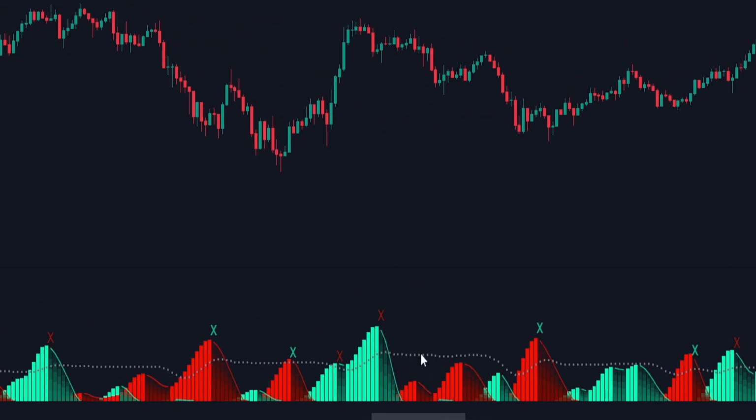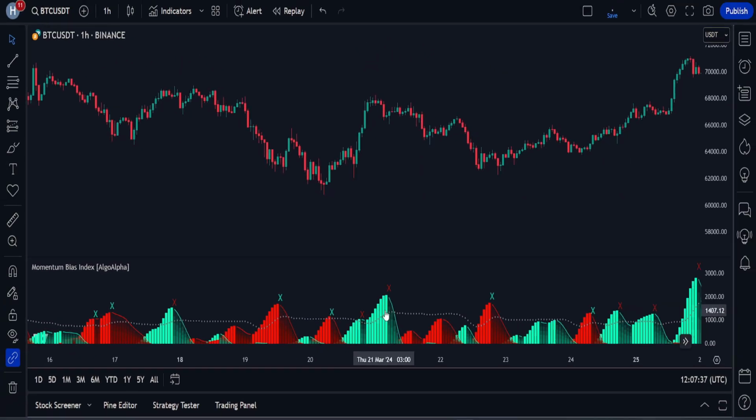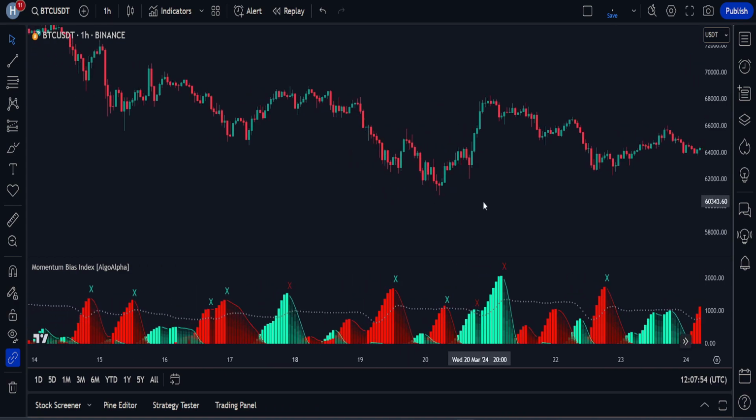Whenever this histogram is colored green, just like it is here, this indicates that the buying momentum in the market is increasing. And if it changes its color to a darker shade of green, as it did here, this indicates that the buying momentum in the market is decreasing. This would basically mean that the trend in the market is about to shift from buying to selling. It could also indicate a market pullback.